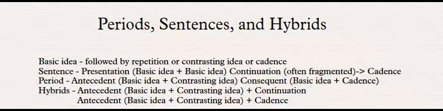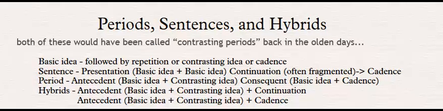So the hybrids, we have an antecedent plus a continuation, so we're taking one thing from the period and one thing from the sentence, and an antecedent plus a cadence. So really no new interesting material following the antecedent.